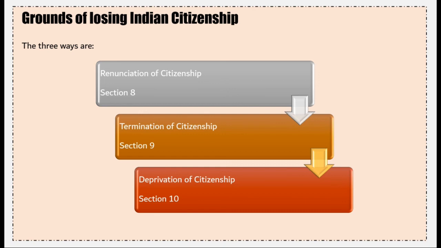D. The citizen has unlawfully traded or communicated with the enemy during war, or E. The citizen has been resident out of India for 7 years continuously.